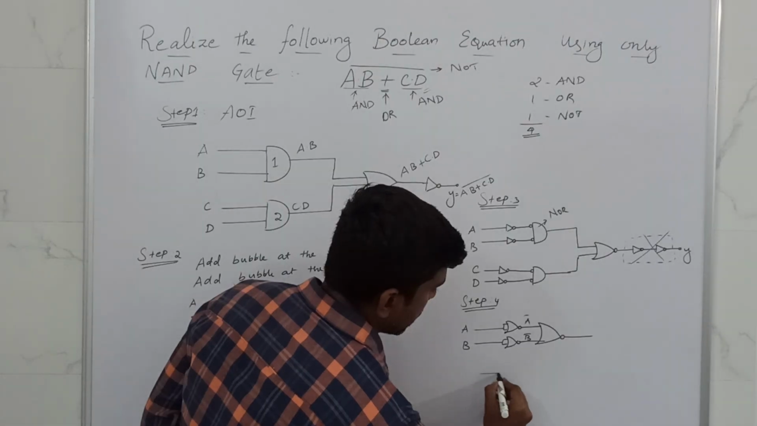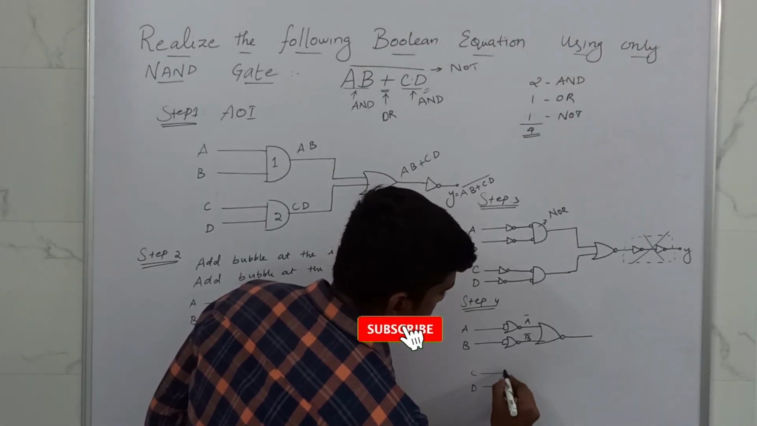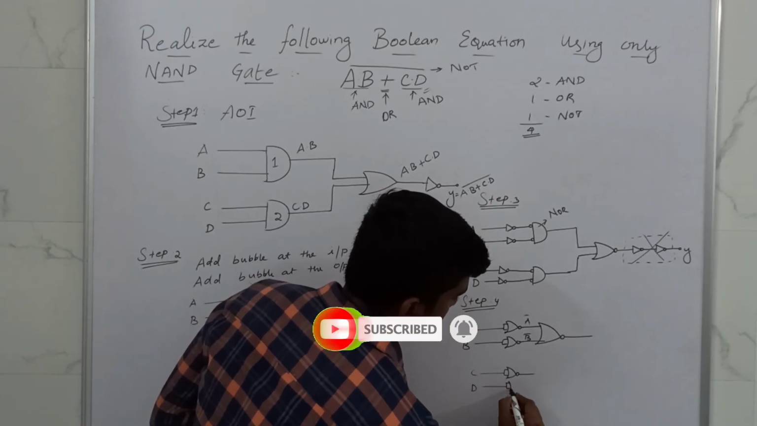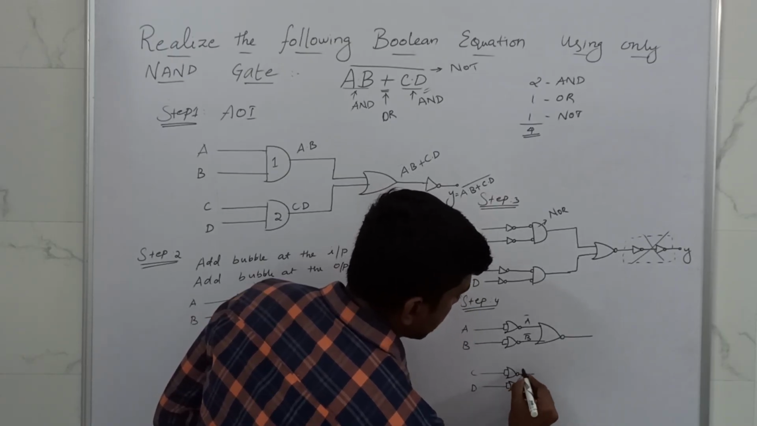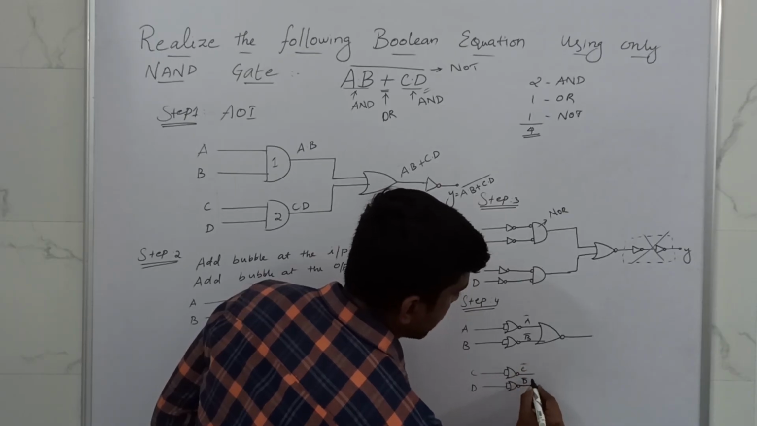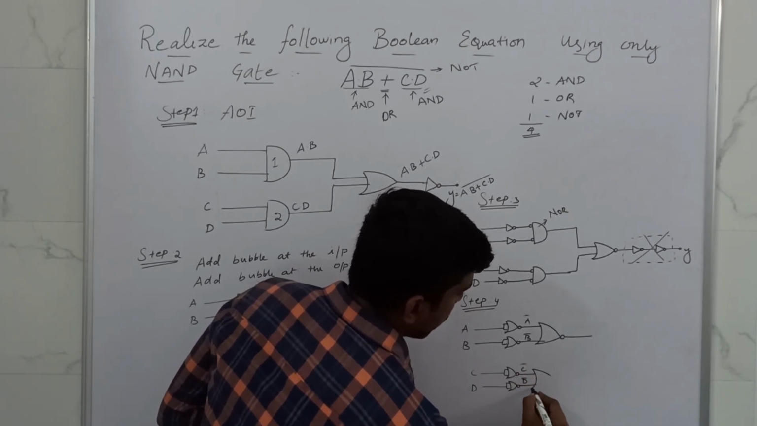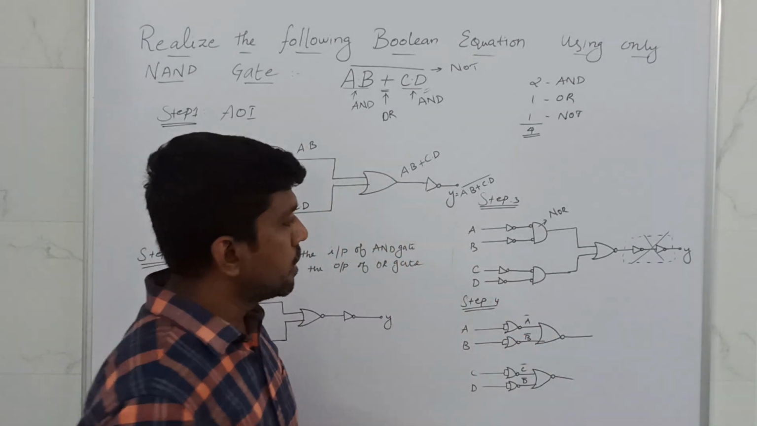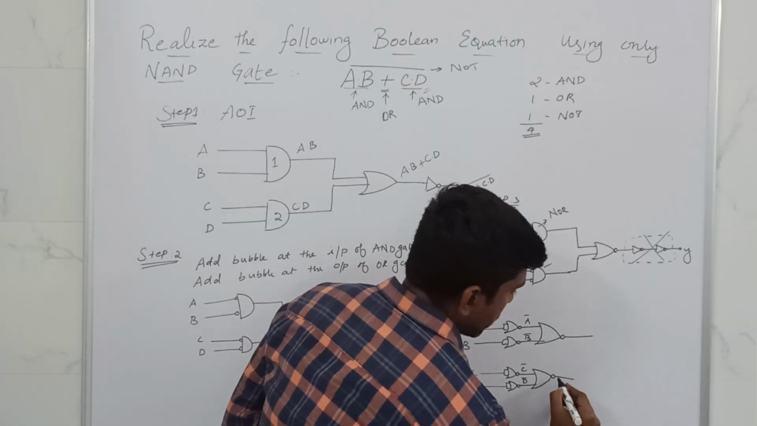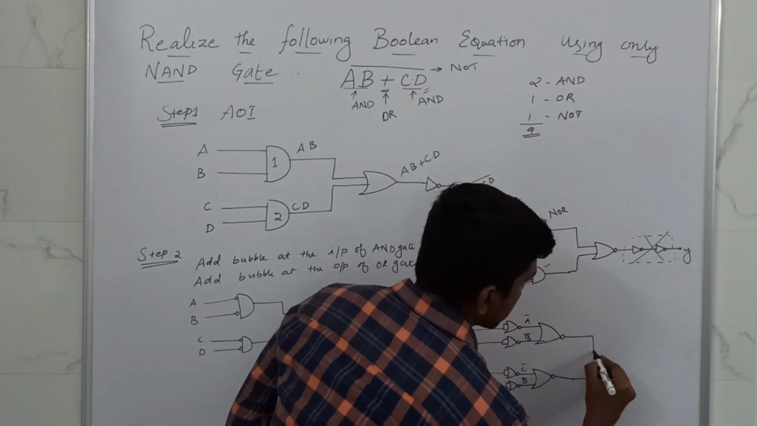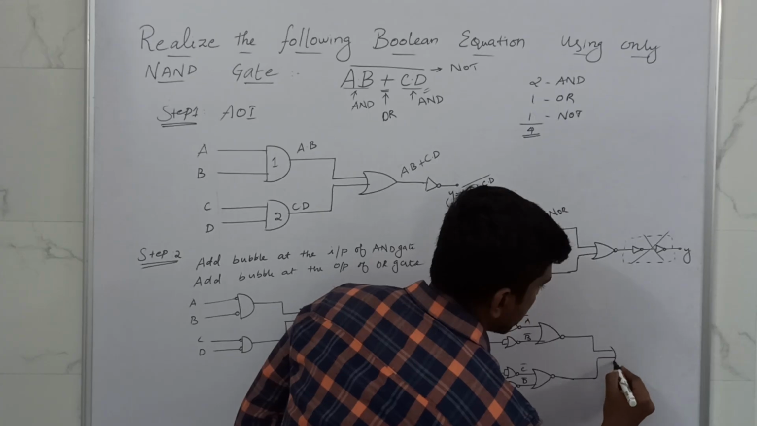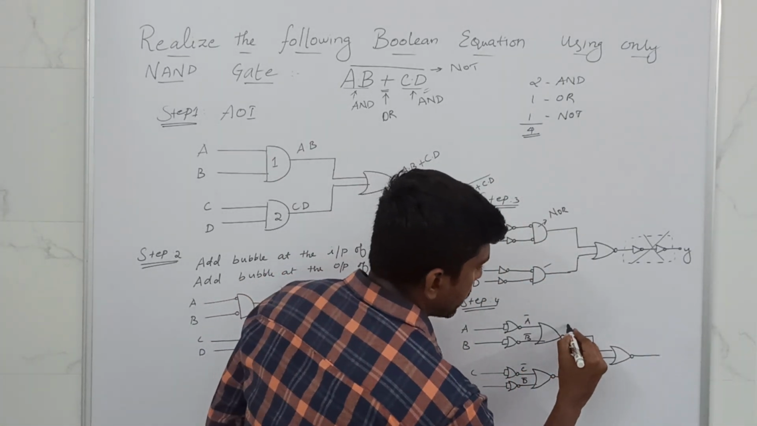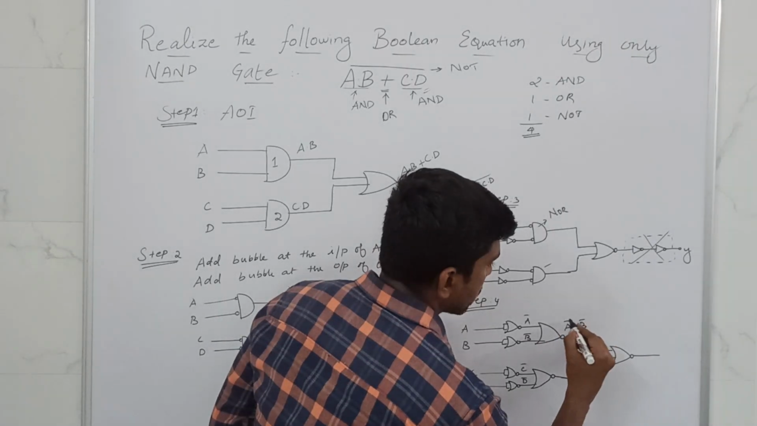Then come to the C and D input. This inverter is replaced by a NOR inverter, and the output of this NOR inverter is C bar and D bar. These two outputs are connected to the input of the second NOR gate, since the bubbled AND gate is replaced by a NOR gate. Here the output of this NOR gate is A bar plus B bar, the whole bar.